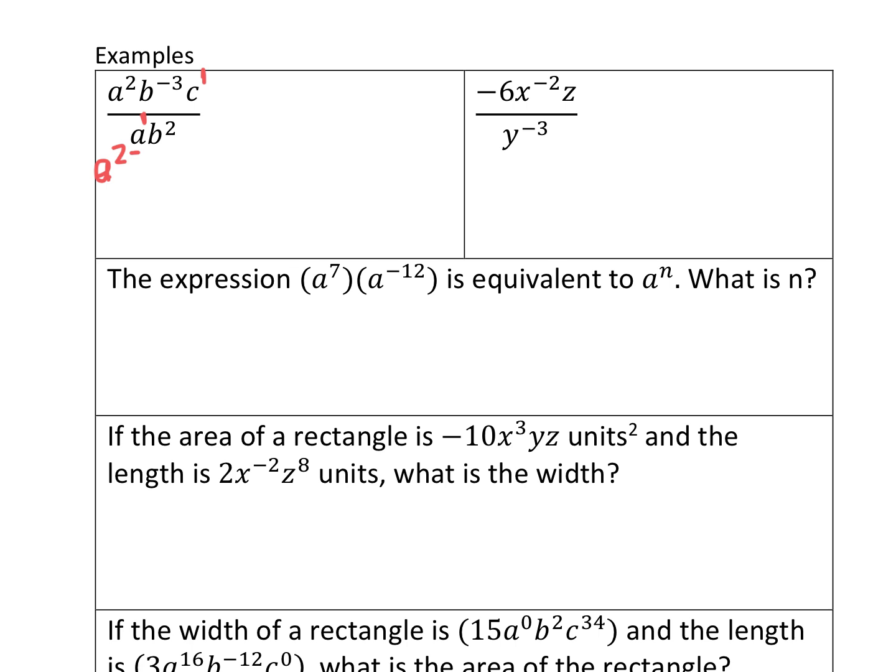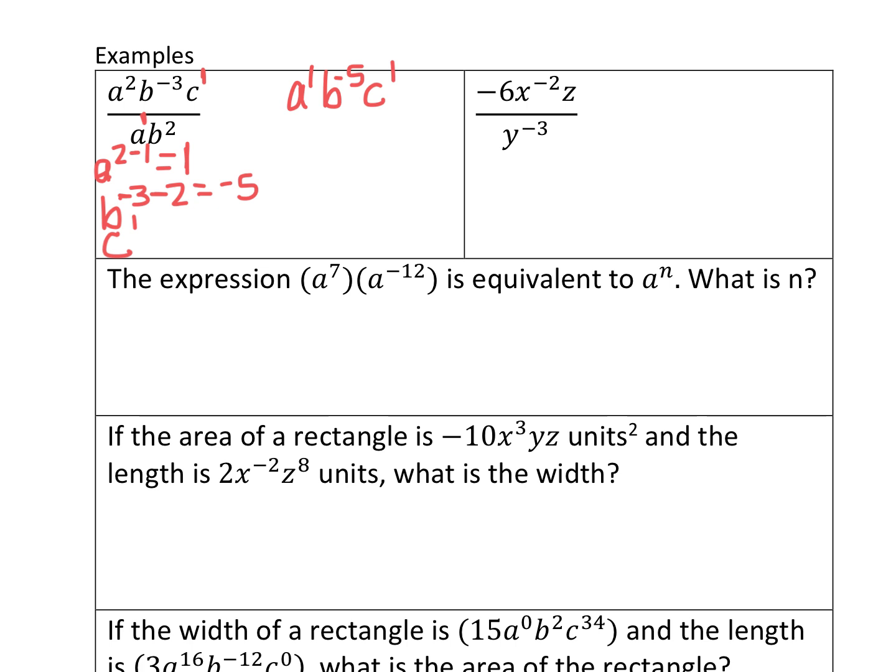Our A is 2 minus 1, which is just 1. B is negative 3 minus 2. Now be careful, use your calculator if you need to. Negative 3 minus 2 is a negative 5. And then I just have my C to the first power. So I have A to the 1, B to the negative 5, and I have C to the 1.